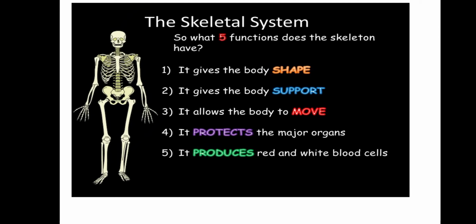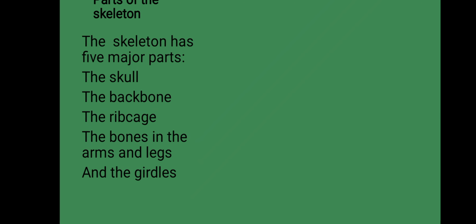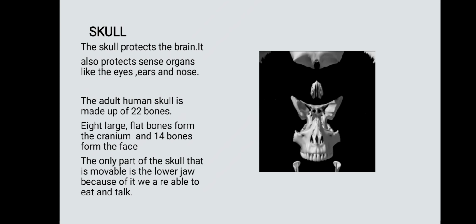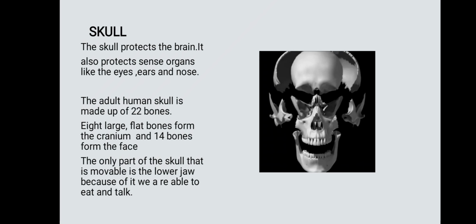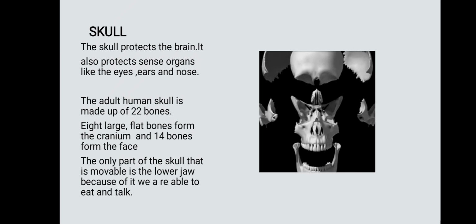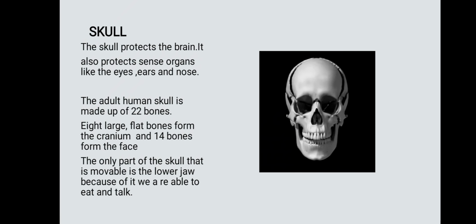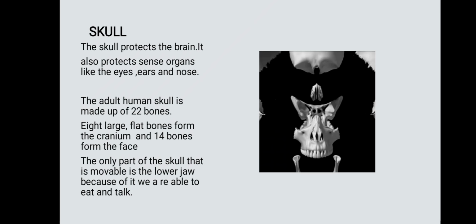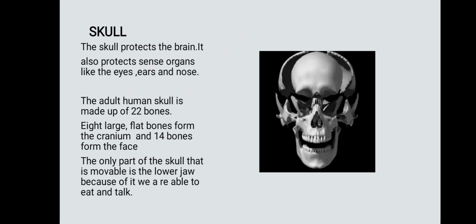So class, today we have learned about the functions of the skeletal system. We have also learned about the 5 major parts. We have learned that the skull protects the brain. It also protects sense organs. There are 22 bones in the human skull. The only part of the skull that is movable is the lower jaw.